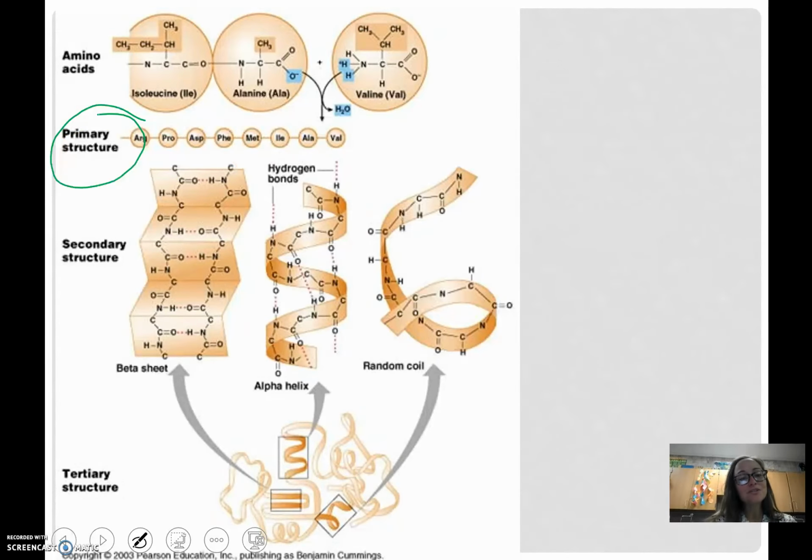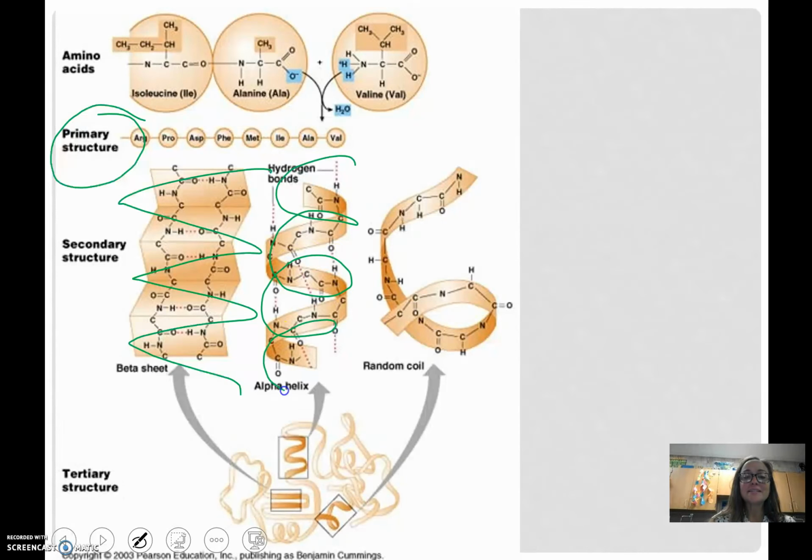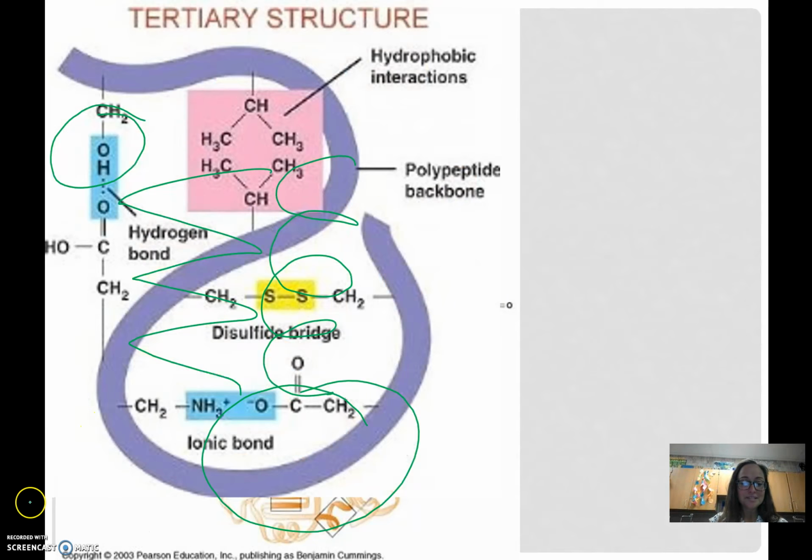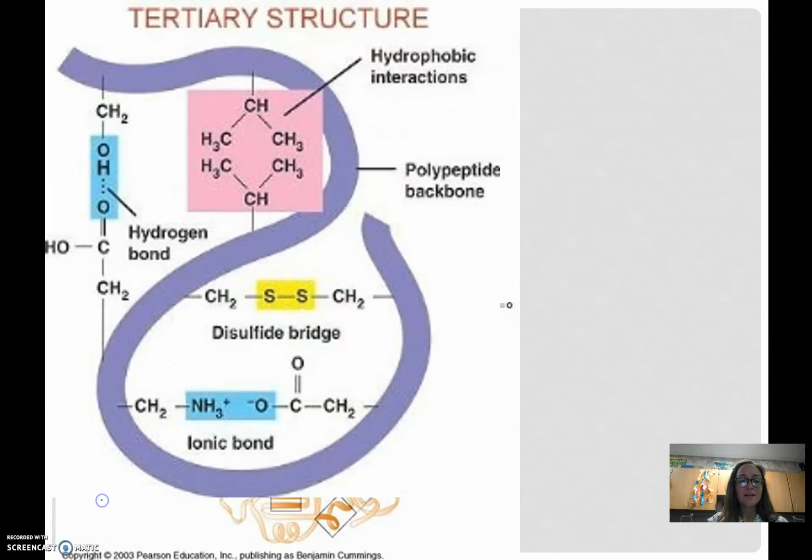You have the secondary structure, which is the accordion or the beta pleated sheet. And then you have your alpha helix that's based on hydrogen bonds. And then you have your tertiary structure. That tertiary structure is based on interactions between the R groups.